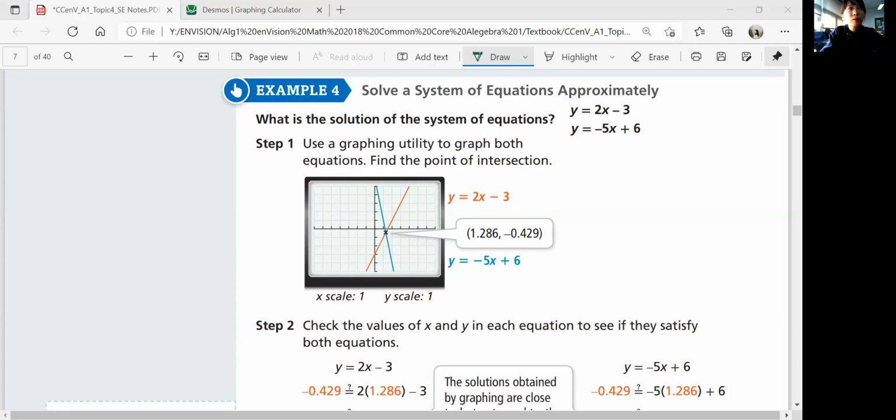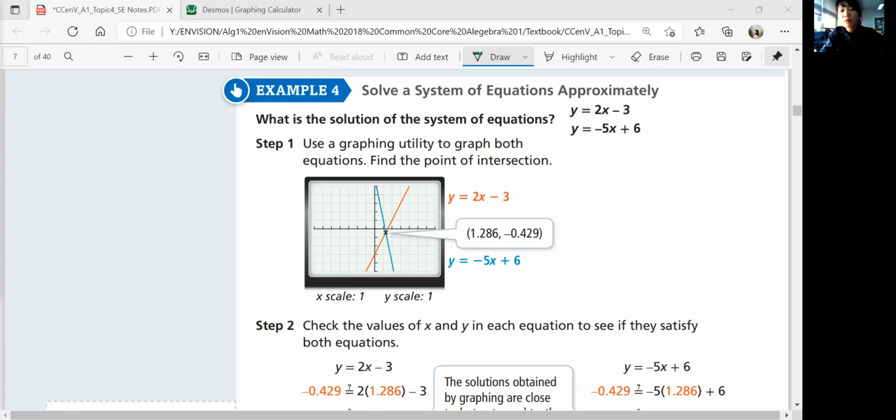Okay, let's look at example 4. Solve a system of equations approximately. Sometimes your answers may not be exactly a whole number on the graph. So it might be very useful to use a graphing tool like Desmos, or if you have a graphing calculator, you could use a graphing calculator as well. Let's try to graph these two equations and figure out a solution.